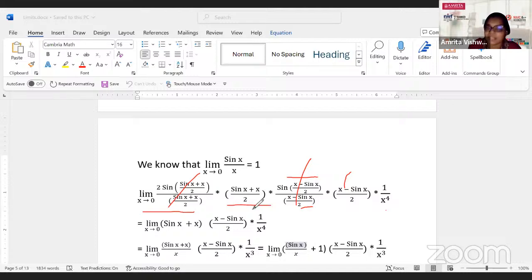So this is gone, this is gone. I have simplified it to just two terms: (sin x plus x) by 2 into (x minus sin x) by 2, into 1 by x raised to 4. Oh, I'm sorry, this 2 and this 2 are gone. So it will be something like (sin x plus x) into (x minus sin x) by 2, into 1 by x square. Is this clear? Just wanted to know whether up to this portion it's clear or not. Can we move forward? I have just expanded it, I have simplified it, and I have got this term. Now it's very easy for me to solve this question.